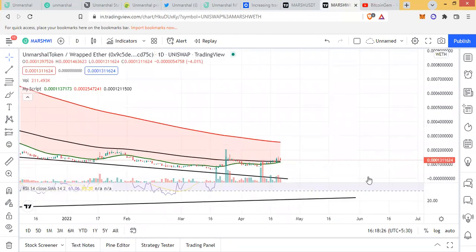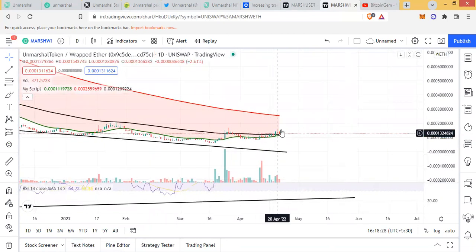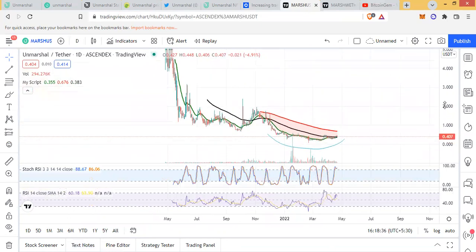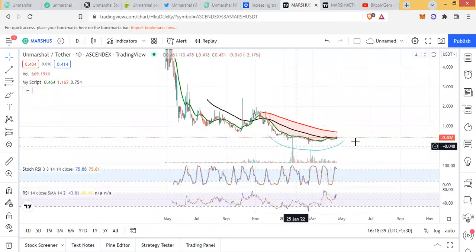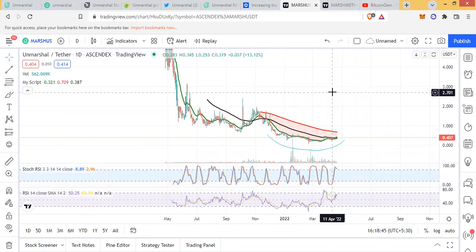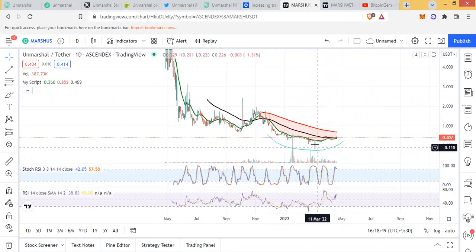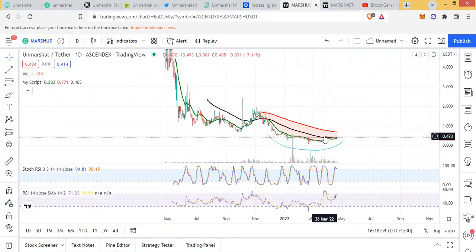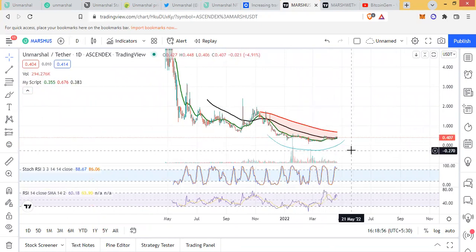You can see over here, we might get a good cross of the 21 daily EMA with the 89 daily EMA soon on the ETH chart. And even the USDT chart is looking good. It's forming a good bottom. So this would not be a bad time to buy if you find this project interesting. Again, this is no compulsion, just to let you know. But if you find this project interesting, I think this is a good time to at least have some. And then if it goes down, you can buy some more.